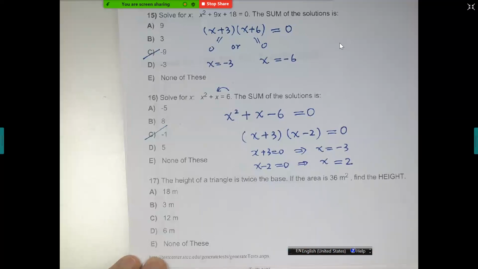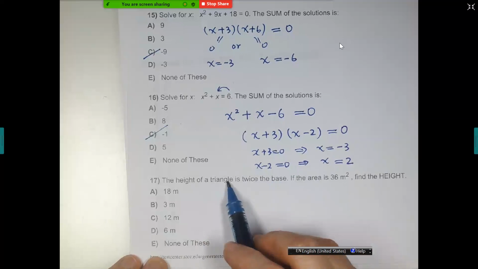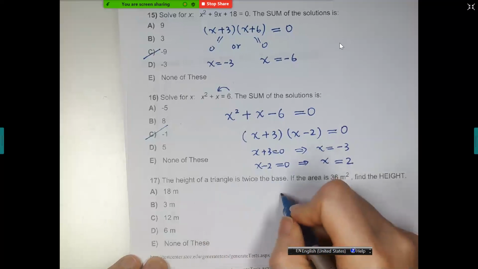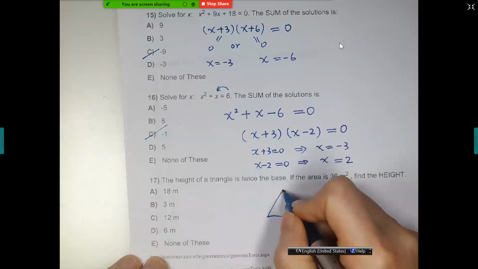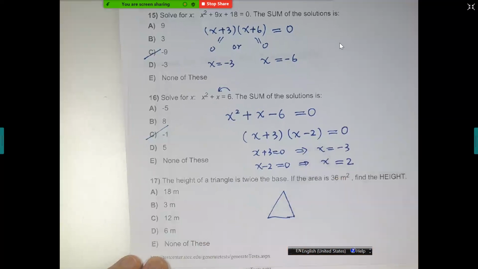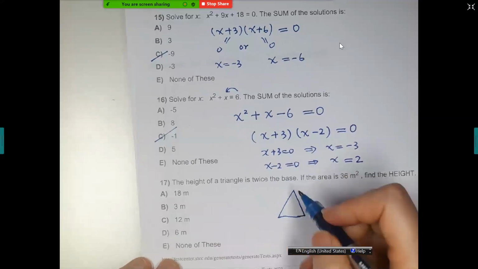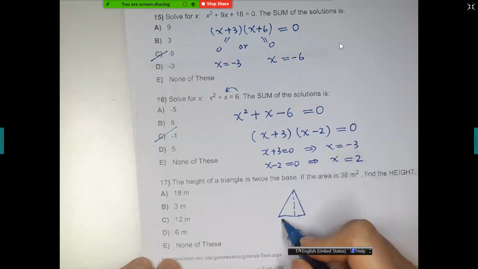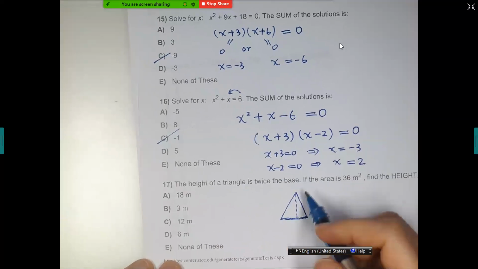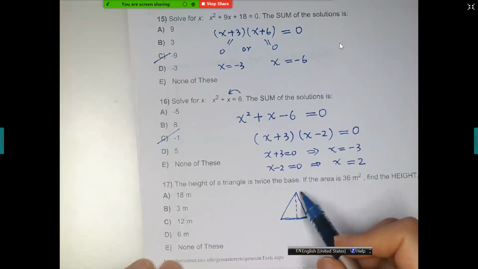Draw the sketch. So you see the height is twice the base. So that will be a triangle like this. Do we know the shape? We don't actually know. And this is the height, that is the base. Okay, and then we know the area is 36.